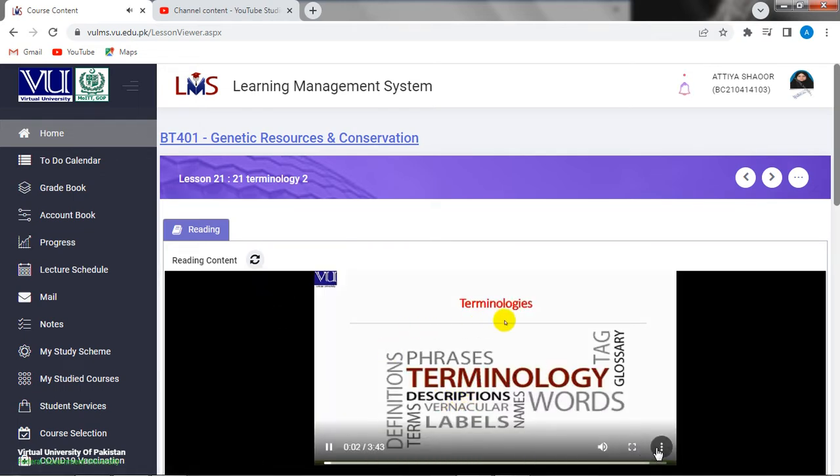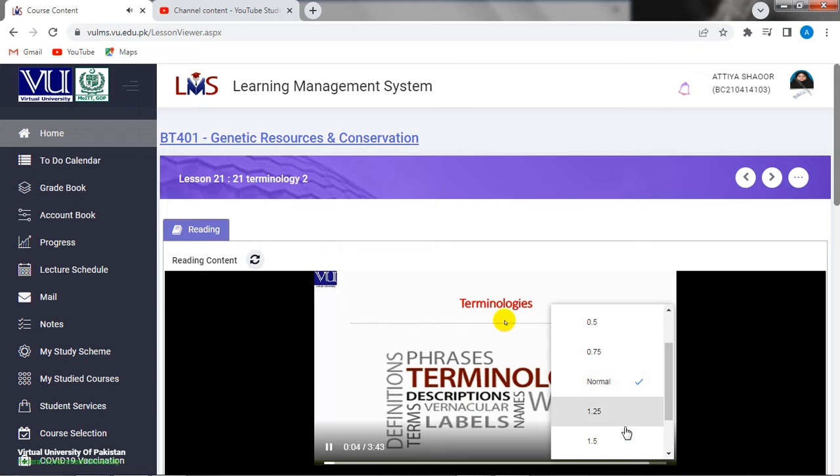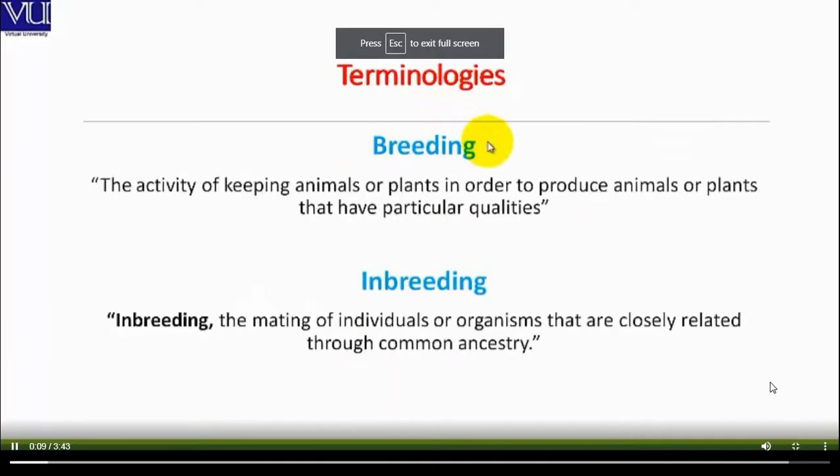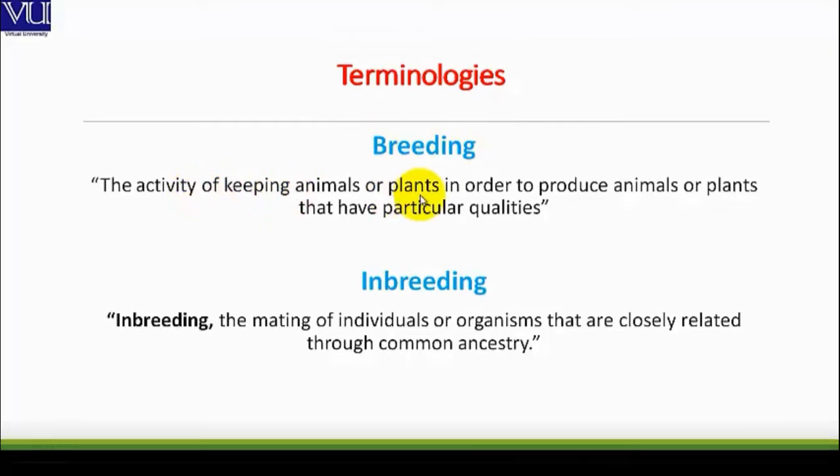Dear student, in this module, we will discuss different terminologies that we will use in this course. So first of all, breeding. Breeding is the activity of keeping animals or plants in order to produce animals or plants that have some particular quality. The next is inbreeding. Inbreeding is a type of mating.